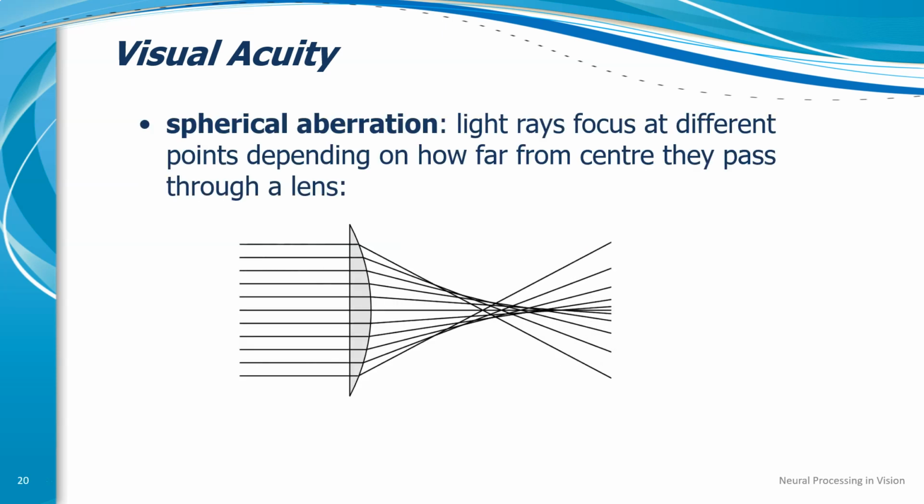There's also something called spherical aberration, and now we have to take into consideration where the light rays pass through the lens. Are they passing through the center of the lens or towards the edge of the lens? So here's another problem. Depending on where they pass through the lens, they will get focused at a slightly different location. Again, this is a massive exaggeration.